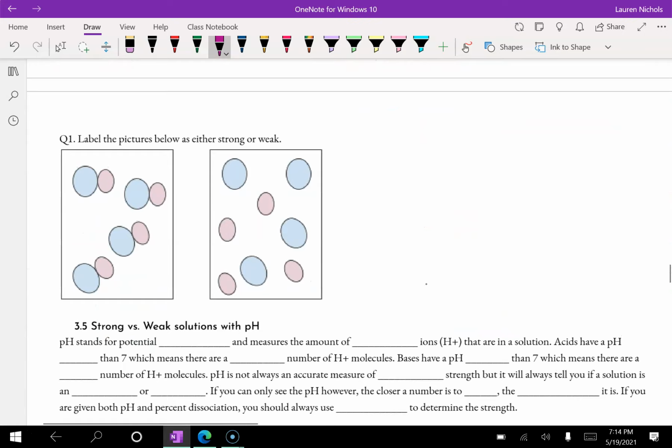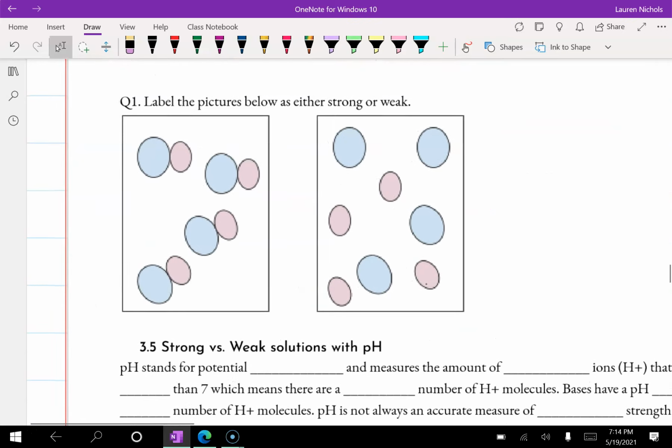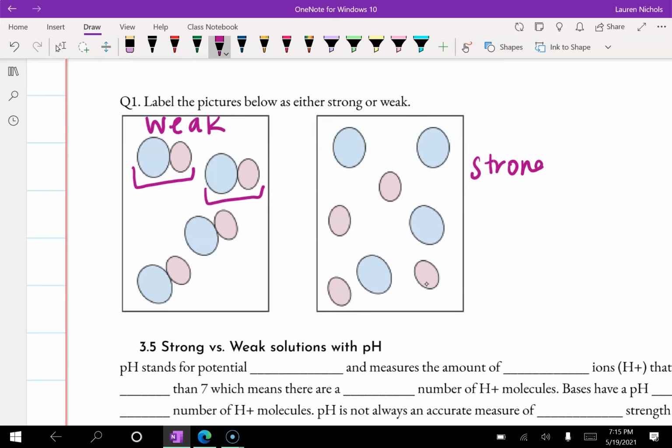So when we look at this first question, it doesn't tell us whether it's an acid or a base, but we can figure out whether it's strong or weak by looking at the molecules. We see here that these molecules are still together, so we can label this as being weak. And we can see here that all of these molecules are broken apart, so we can say it's strong.